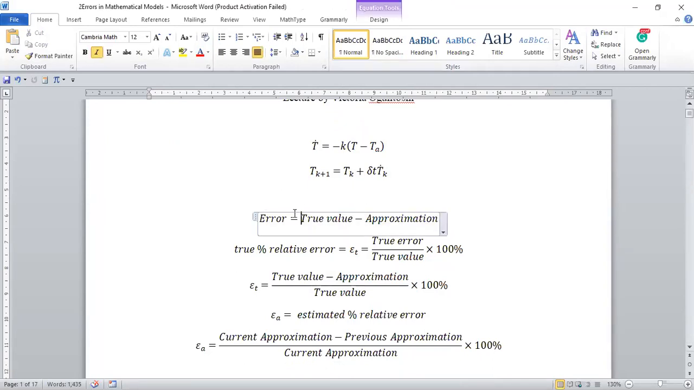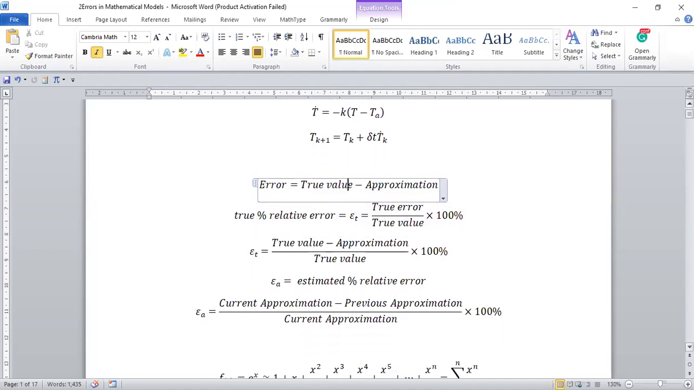Error is the difference between the true value and the approximation. Remember in the first class, we had an analytical solution to the model and we had the numerical solution. The analytical solution was the exact solution, but we wanted to use the numerical method. The numerical method is just an approximation, and being an approximation, definitely there will be an error. That's why we need to measure the error.